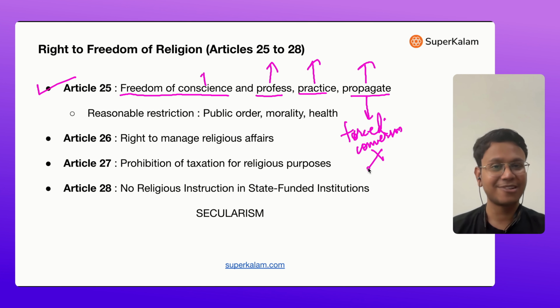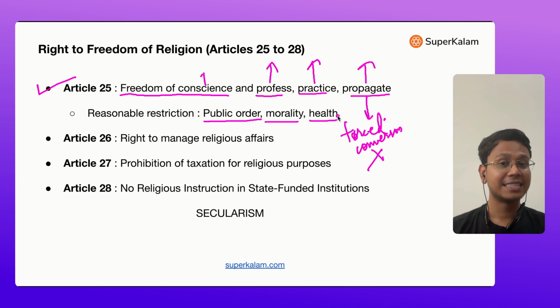But there are reasonable restrictions here as well. Practicing religion does not mean that you block roads or compromise the health of the people. So there are restrictions. You cannot compromise public order, morality, and health. You have to ensure that while practicing, professing, and propagating a religion.